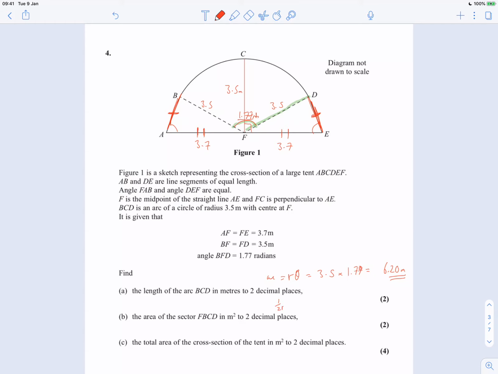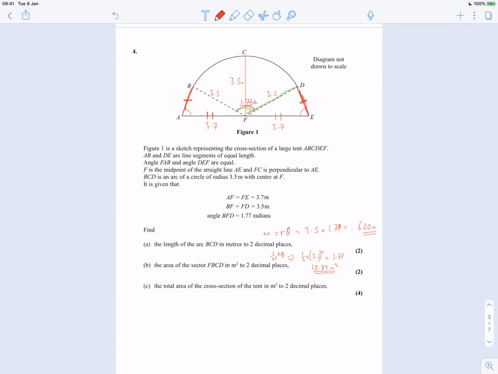Area of a sector is half r squared theta, so that is going to mean it's a half of 3.5 squared times by theta, which is 1.77. And I want that to 2 decimal places, so 0.5 times 3.5 squared times 1.77 to 2 decimal places, that's 10.84 meters squared. So again, that's nice and easy.